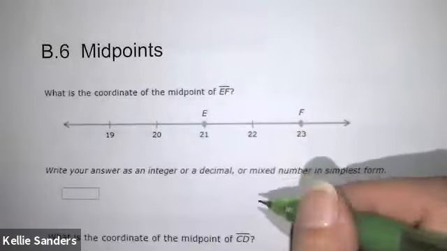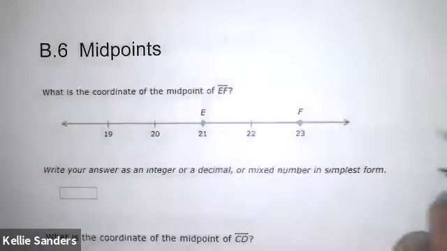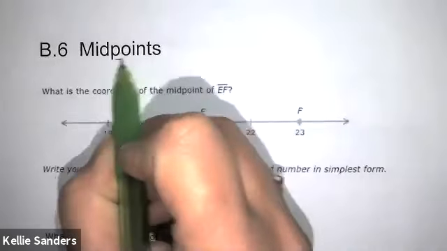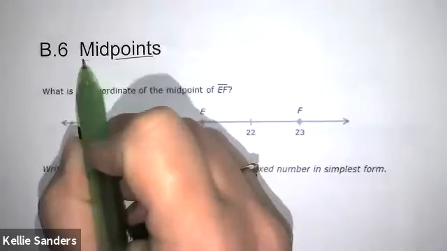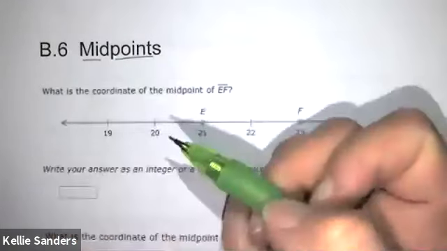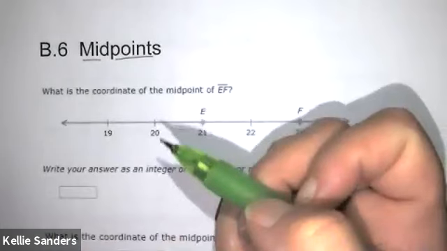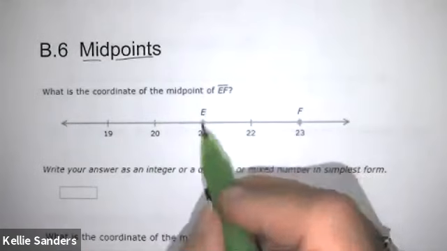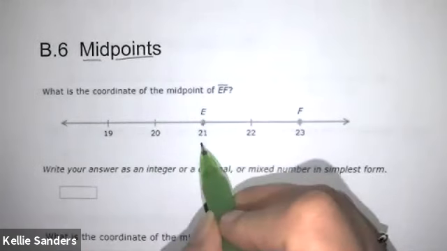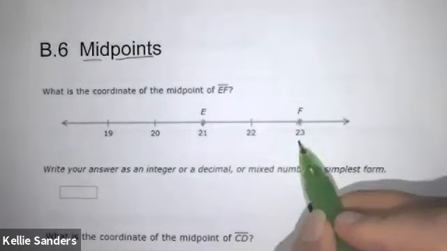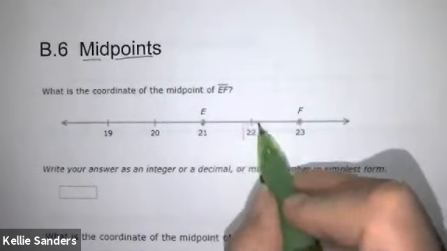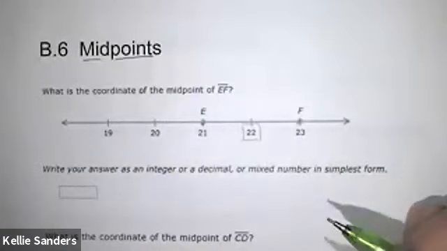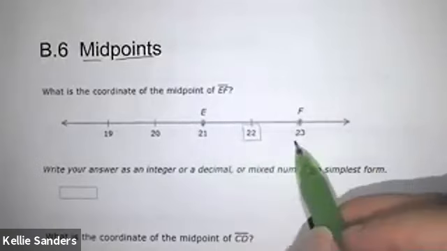All right, B6 midpoints. A midpoint is exactly what it says. It is the point that is in the middle of two other points. So on this one, it says, what is the coordinate of the midpoint of EF? E is at 21 and F is at 23. So what's in the middle of 21 and 23? Well, some of you are able to just look at it and say, okay, 22 is between 21 and 23.